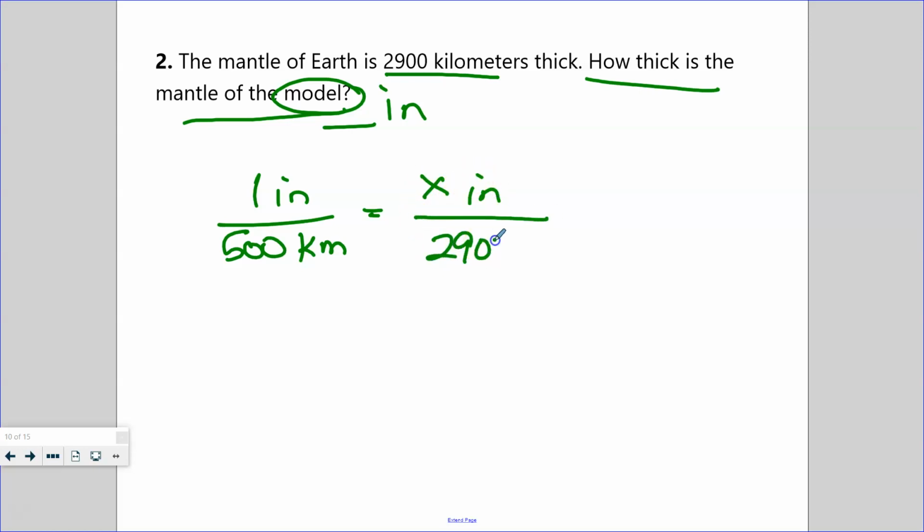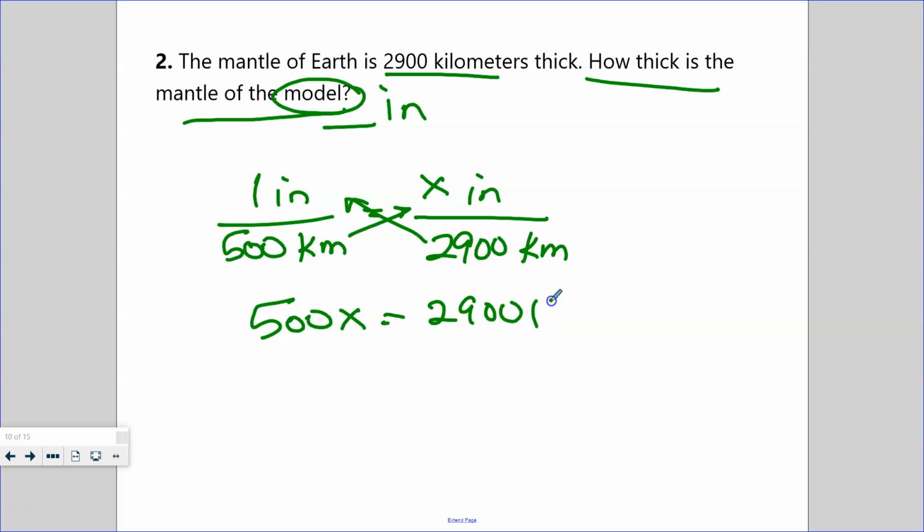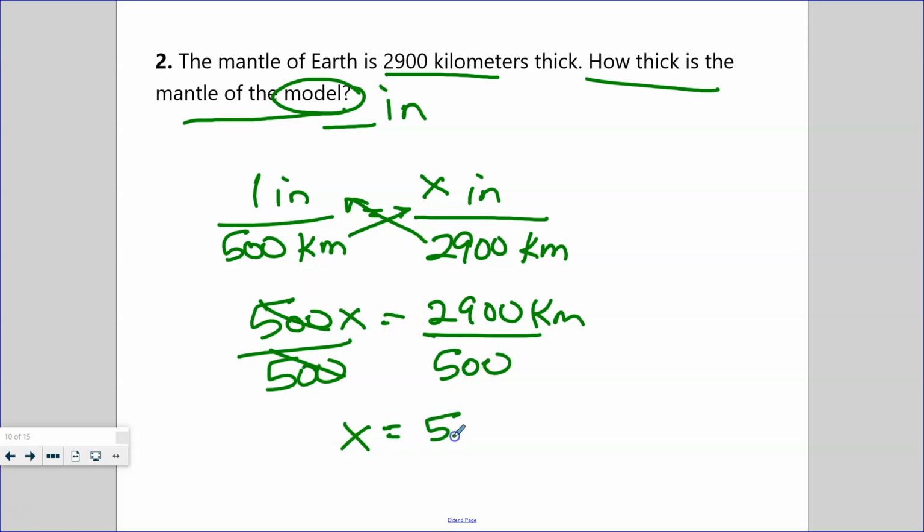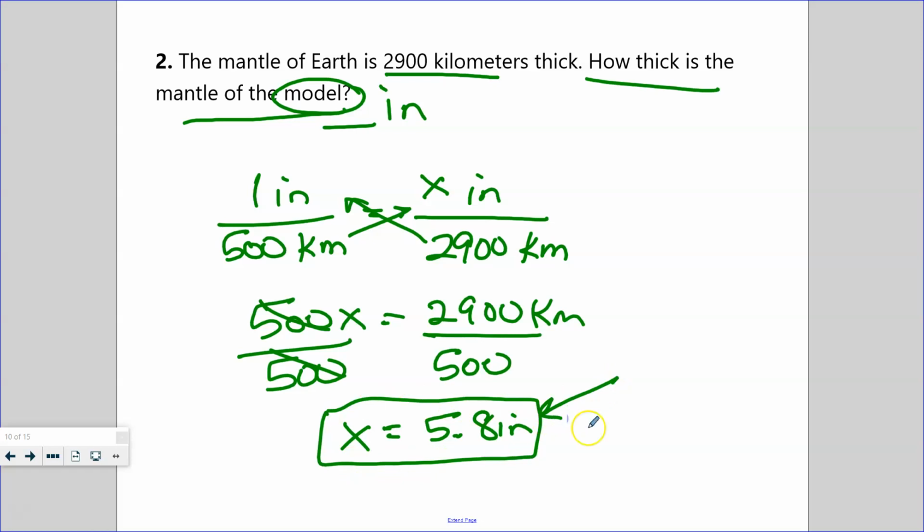And this is saying that the mantle is 2,900 kilometers thick. So we'll do our cross multiplication. So we have 500x equals 2,900 kilometers. We're going to divide off here. Right, and so 2,900 divided by 500 equals 5.8 inches. Right, units are going to be very important, so do not forget the units. If you put 5.8, it would be marked wrong. I'm not sure on the Big Ideas Math if it will tell you the unit or not, but make sure you double check that. Okay.